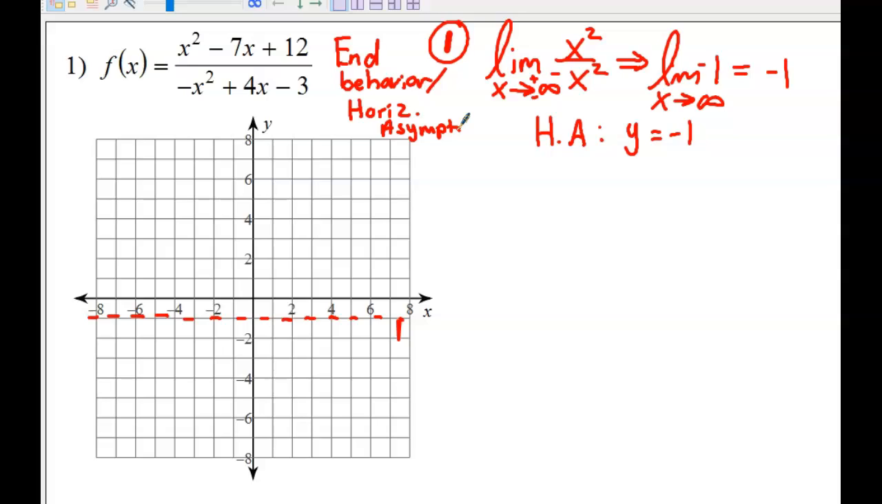So I'll wait another 30 seconds. You guys should have your information there in the graph going. Okay. The next thing we're going to do is our Y-intercept. So that's going to be our label for the second step.